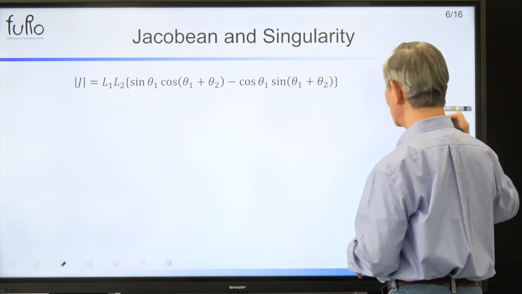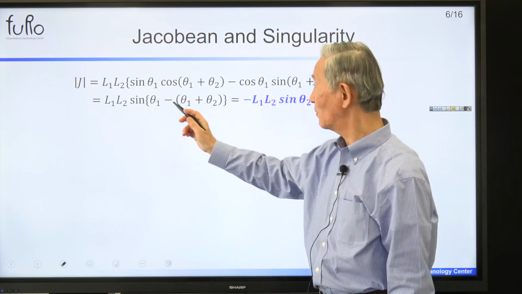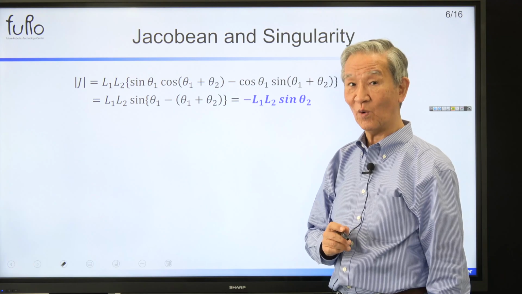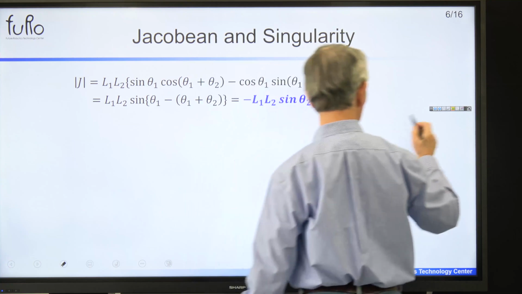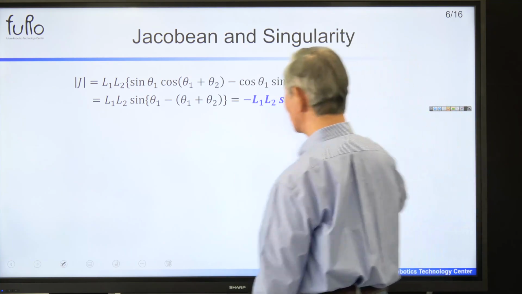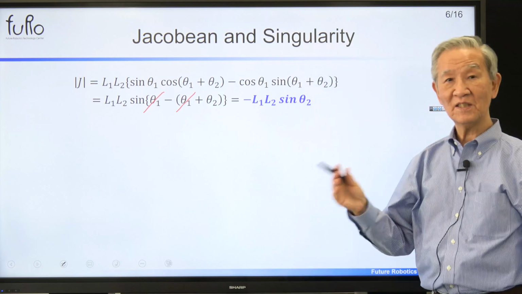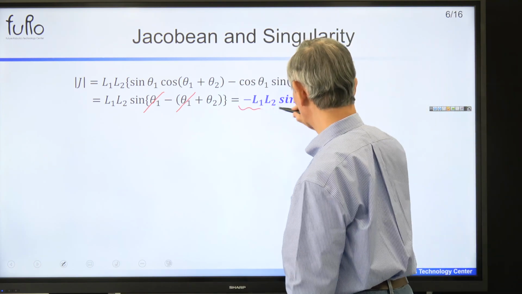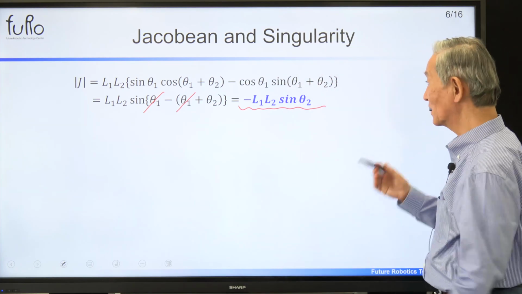So we can combine these two together, and it becomes sine of theta 1 minus this one here. Wow, it's right. Look at this. I had better write down this theta 1, theta 1. Theta 1 drops. So that's all you got. This is the Jacobian.